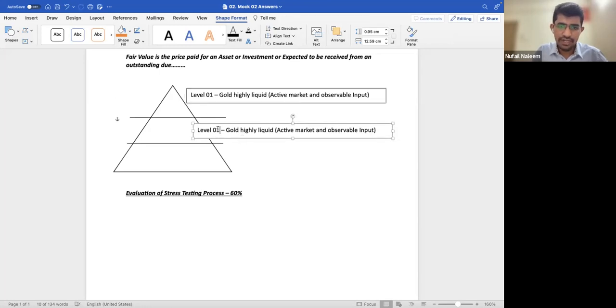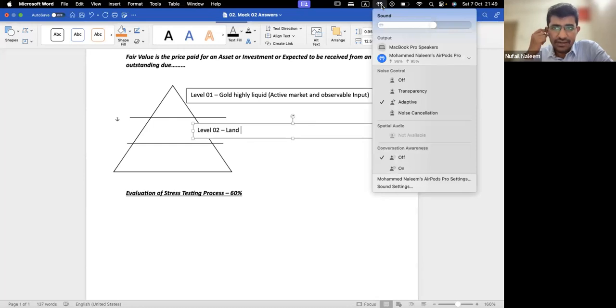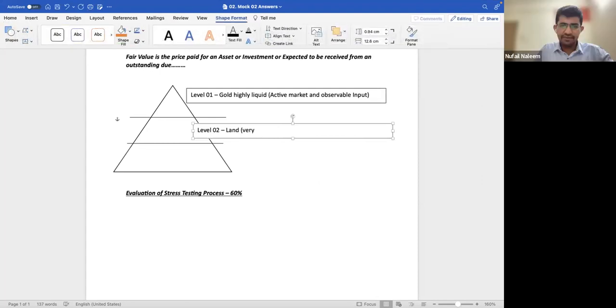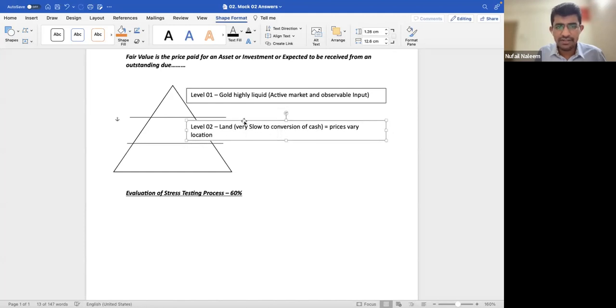Now level 2 is not gold. I will make it another thing, because it's good, but it's very difficult. That is land. Now, Sridevi, if you have land with you, the biggest challenge of having land is that it is not an immediately liquid asset. Can I say it is very slow to convert to cash? The reason behind that, students, is that land prices vary based on locations. Gold is not like that, Sridevi. Gold is gold. US dollar is US dollar. Petrol is petrol. Shares is shares. Here the price varies from location to location.